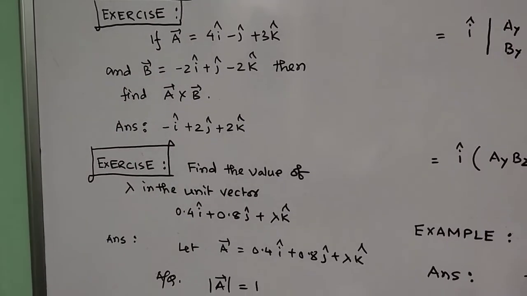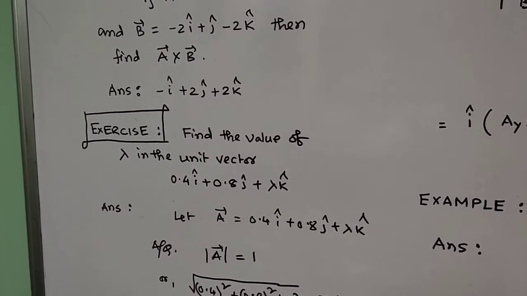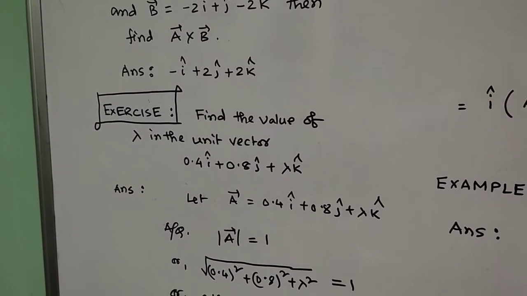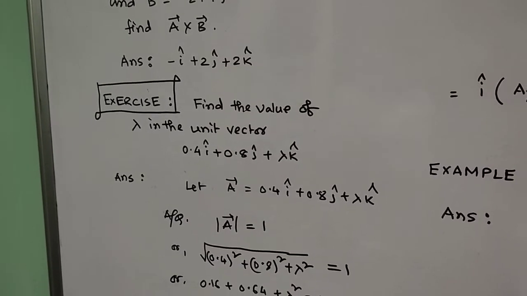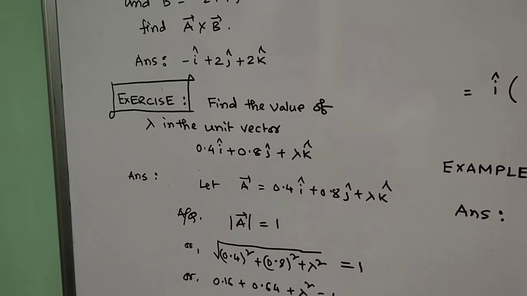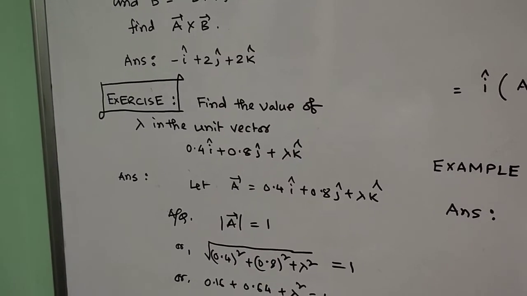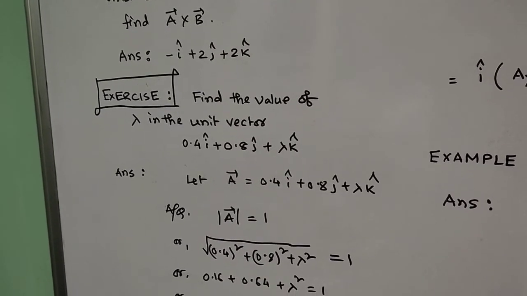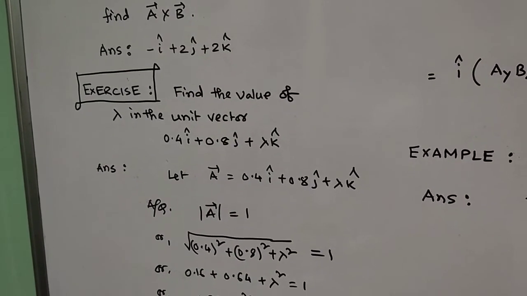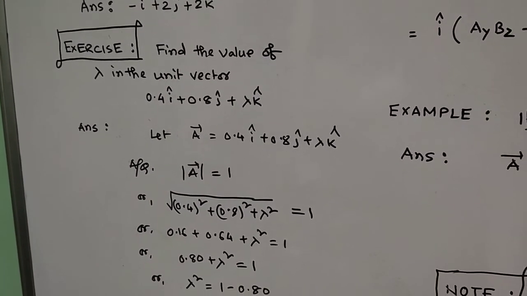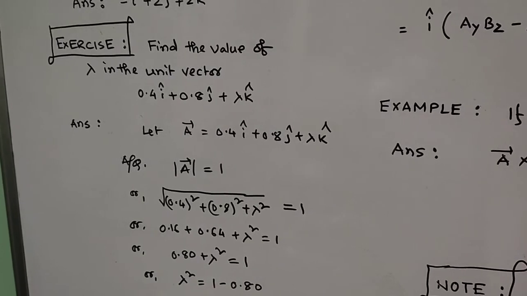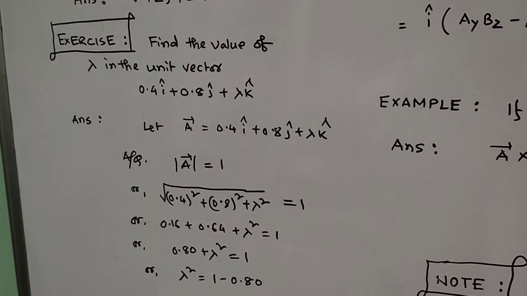Now the next exercise is to find the value of lambda in the unit vector. We know the unit vector has unit magnitude. Magnitude is 1, is it not? So let us simplify. Let a vector equal the given vector 0.4 i cap, 0.8 j cap, lambda k cap. Then magnitude of a vector equals 1. The magnitude part you have already seen in the component part. You just check out the previous class.